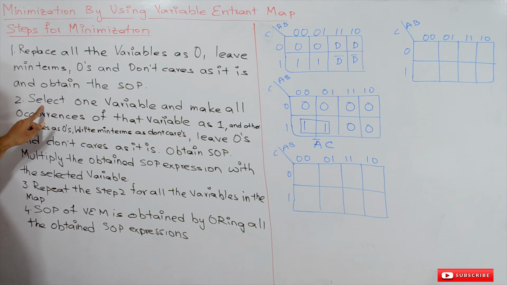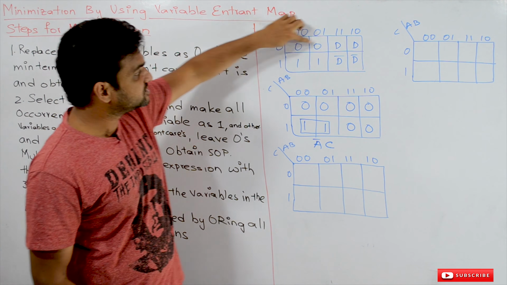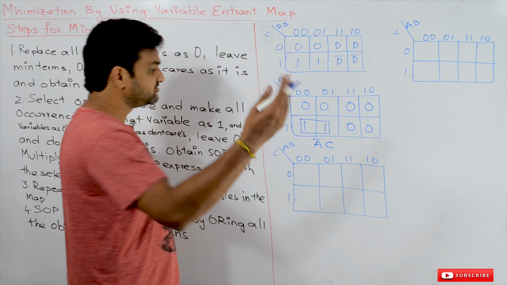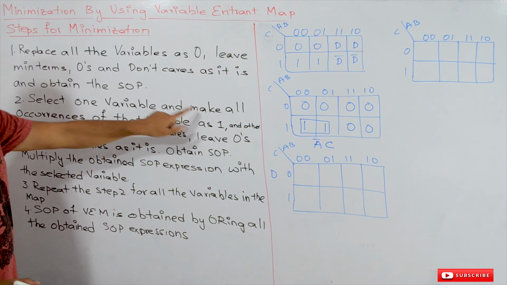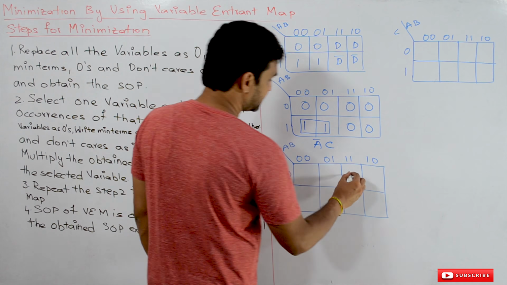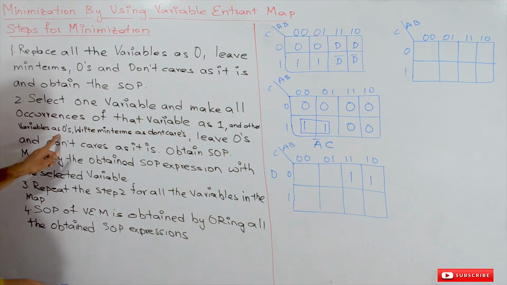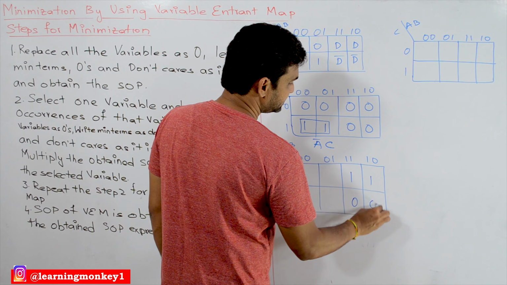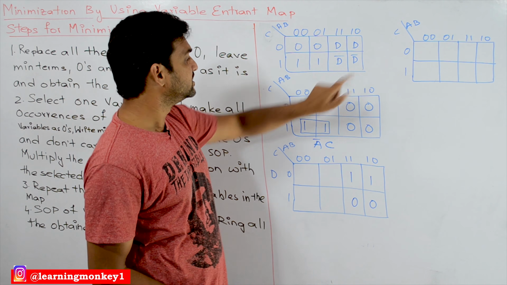The second step is to select one variable. Among these variables we have to select one. We are going to select D, and later we will select D complement. Now we have selected D. Make all occurrences of that variable 1. Wherever D occurs, make that variable 1, and the other variables 0. Any other variables have to be marked as zeros. D complement has been made zero.